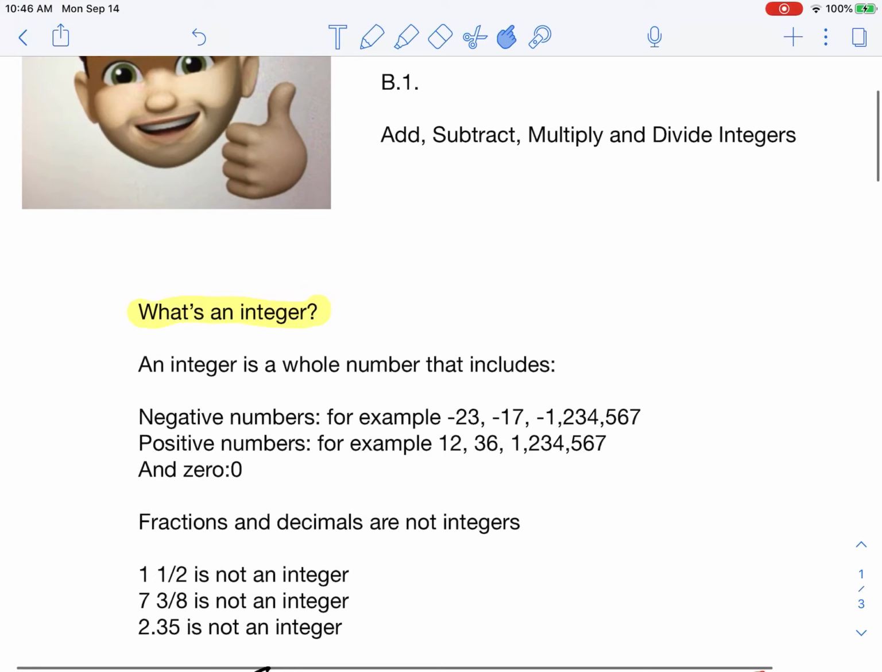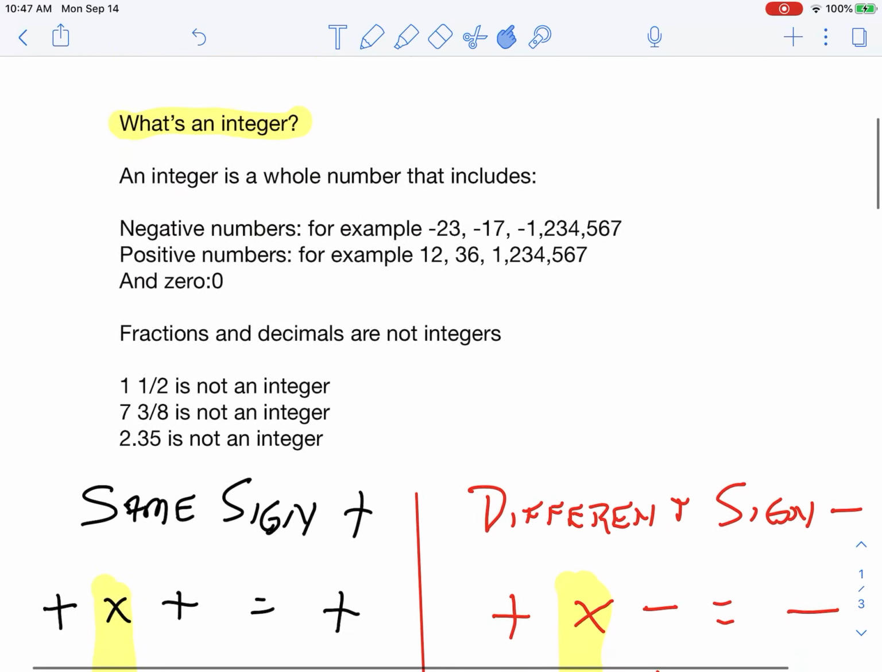So first of all, what's an integer? An integer is a whole number that includes negative numbers, positive numbers, and zero. For example, negative 23, negative 17, negative 1,234,567. Those are all integers. Positive numbers are numbers like 12, 36, and even big numbers like 1,234,567, and it includes zero. So fractions and decimals are not integers. 1.5 is not an integer, 7 3/8 is not an integer, and 2.35 is not an integer.